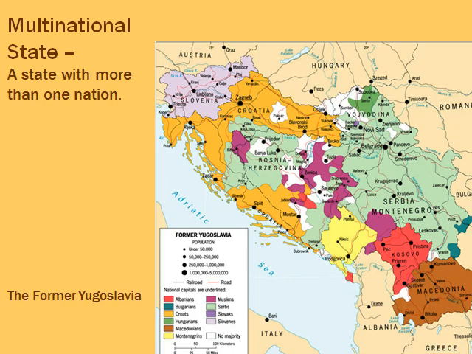Multinational state is what we are. That's what the United States is. It's one country with more than one group of people with a shared history. This is also the former Yugoslavia. That would be a multinational state, an example of that. Most countries of the world are going to be multinational states.